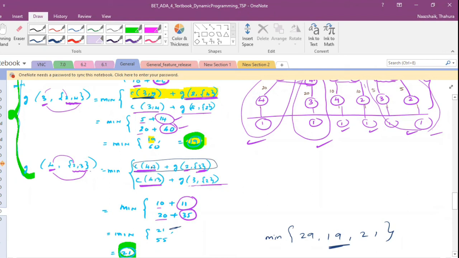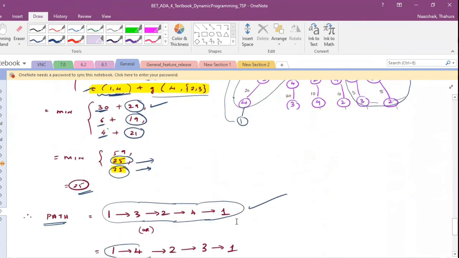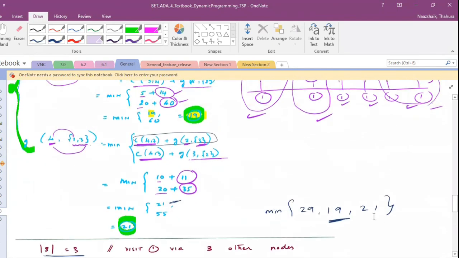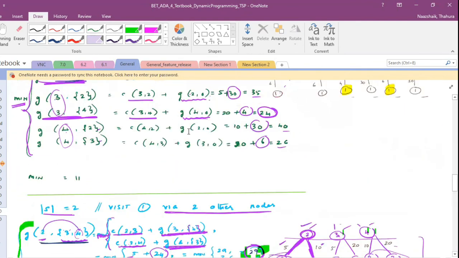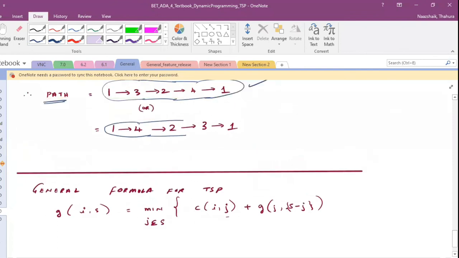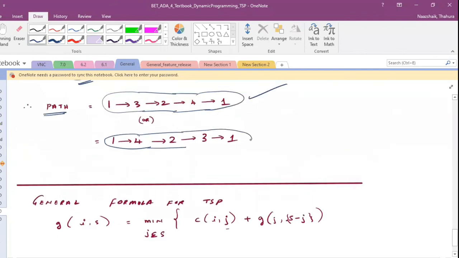So from there, go to 2. So from 4, go to 2. Right? And from there, 2, 3. 2, 3 is 2 to 3. Right? 2 to 3. And from there, it is 1. Okay. This is how we solve it.